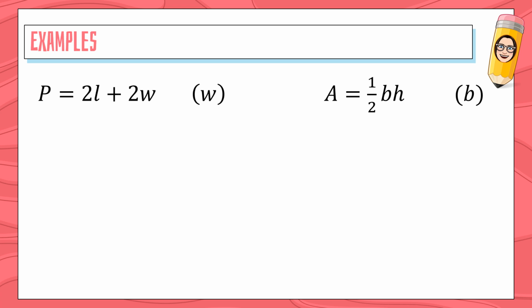All right, we've actually used this formula already this year. We did this with perimeter of a rectangle.